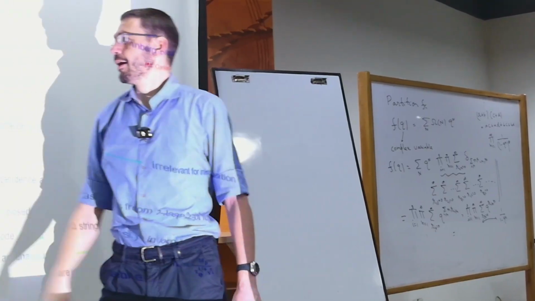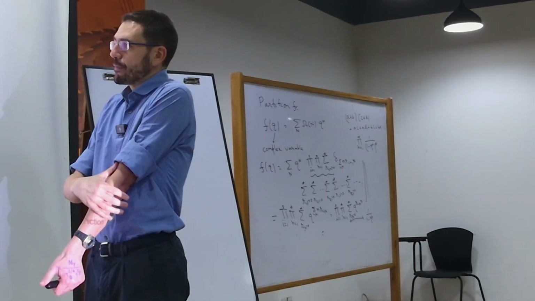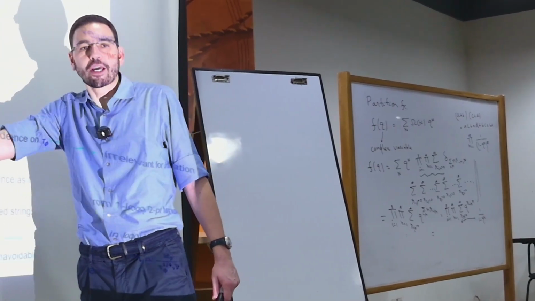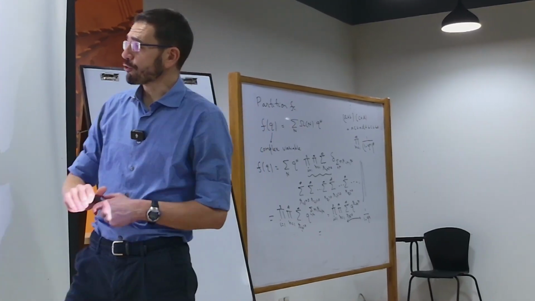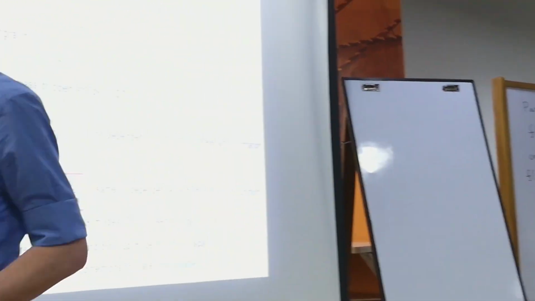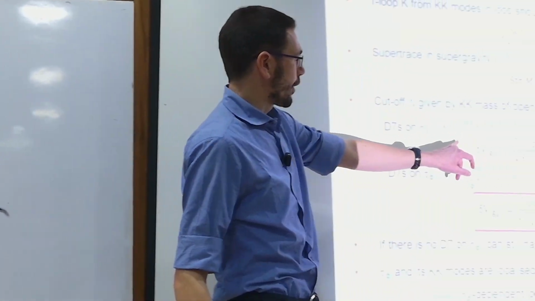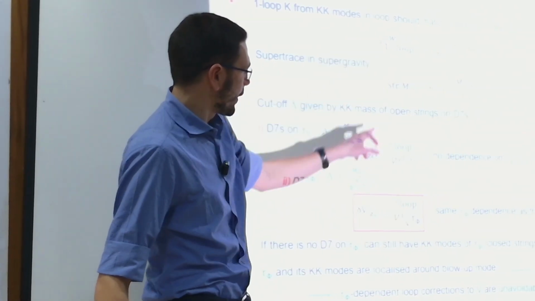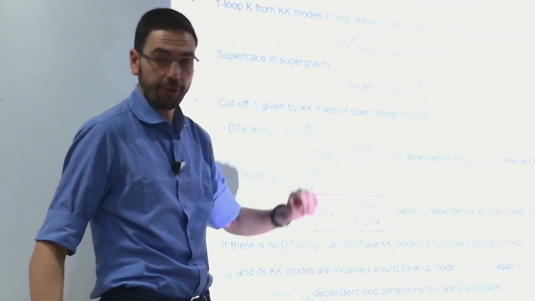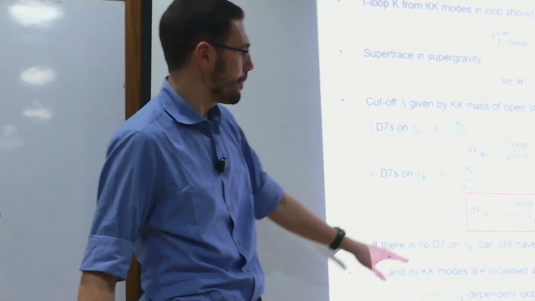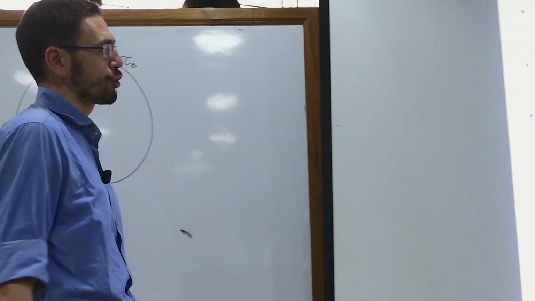And then you need to look at lambda. Lambda is the cutoff of your effective field theory, and this is given by the Kaluza-Klein scale associated to open strings on D7 branes. So when you put the D7 branes wrapping tau big, you can write down the Kaluza-Klein scale. And then you infer that the loop correction to the scalar potential goes like one over volume to the 3, with no dependence on tau phi. And this is not relevant for inflation. Again, it's just a small correction.